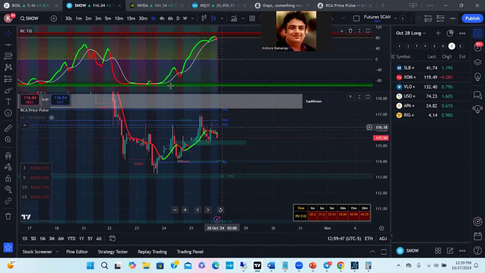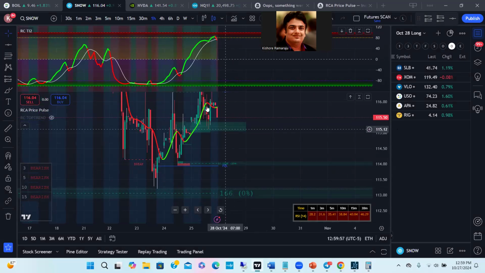The snow is also looking bearish. It went all the way to the top. Everything is red. Everything is red. So tomorrow we may see a drop, minimum until 114. We may see a drop.